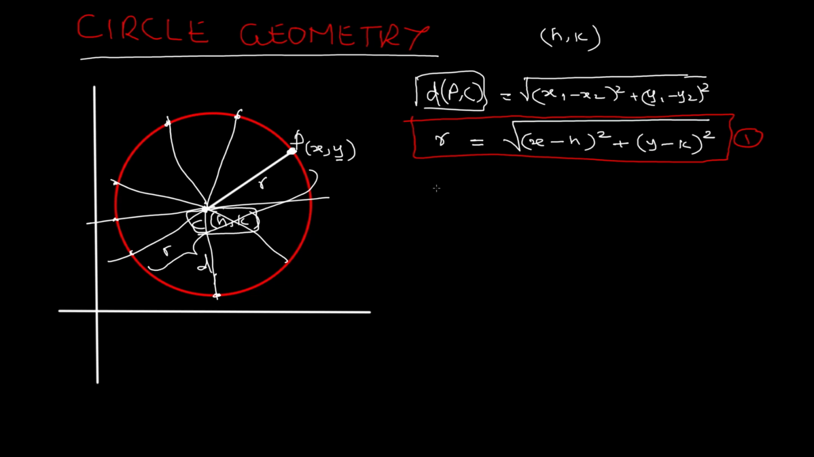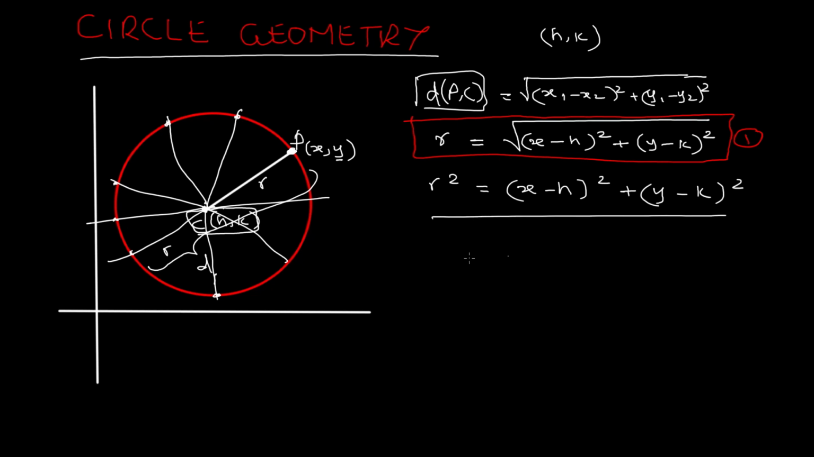This equation can be expanded into R squared is equal to (X minus H) squared plus (Y minus K) squared. So this is the general form of the equation.